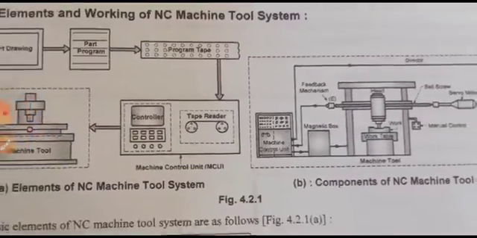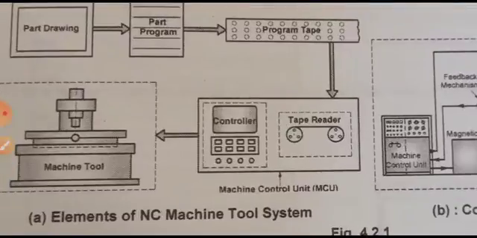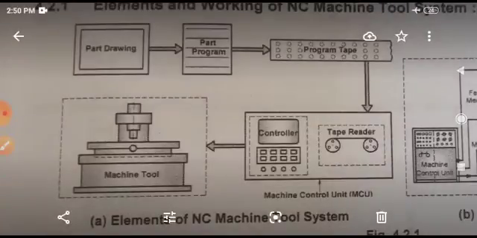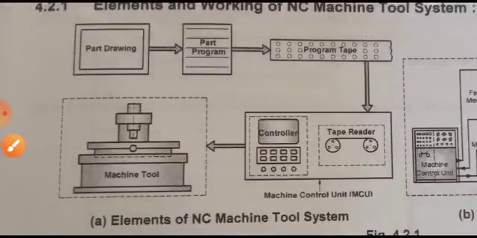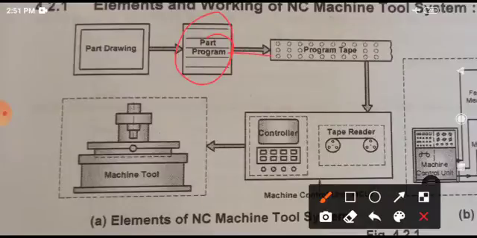There is a layout shown in the figure for an NC machine tool. Here you can see the part drawing. That means you have to draw the part manually, by pencil, like we did in first year and second year. You have to draw its rough sketch, and then you have to write the part program for it.